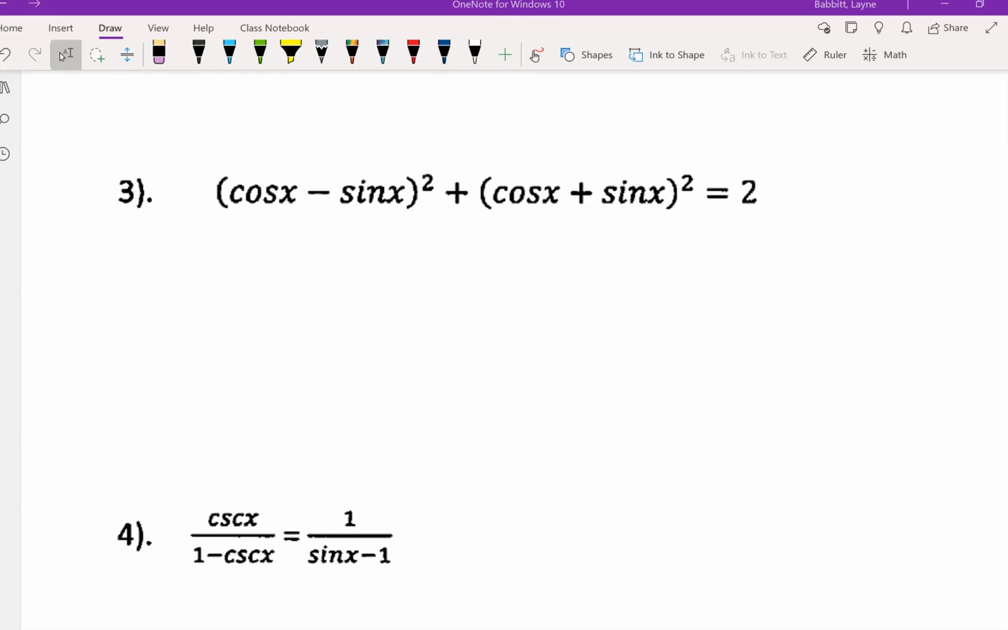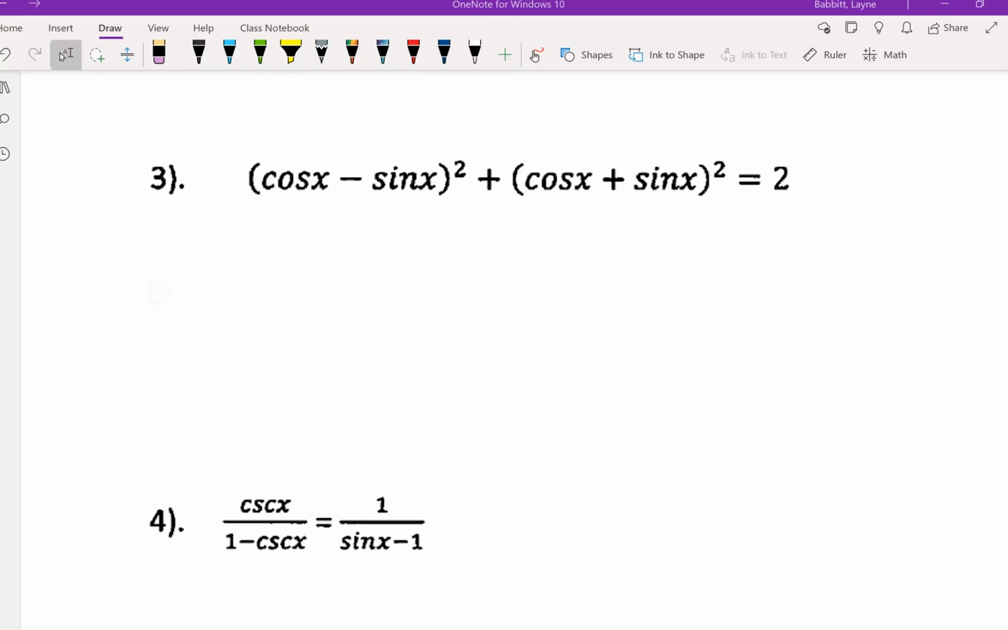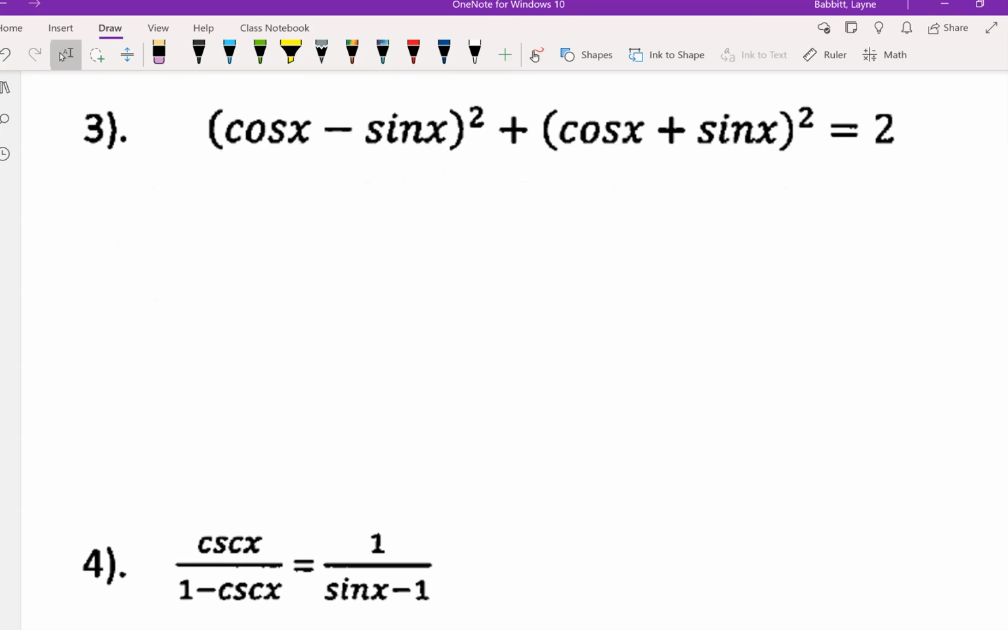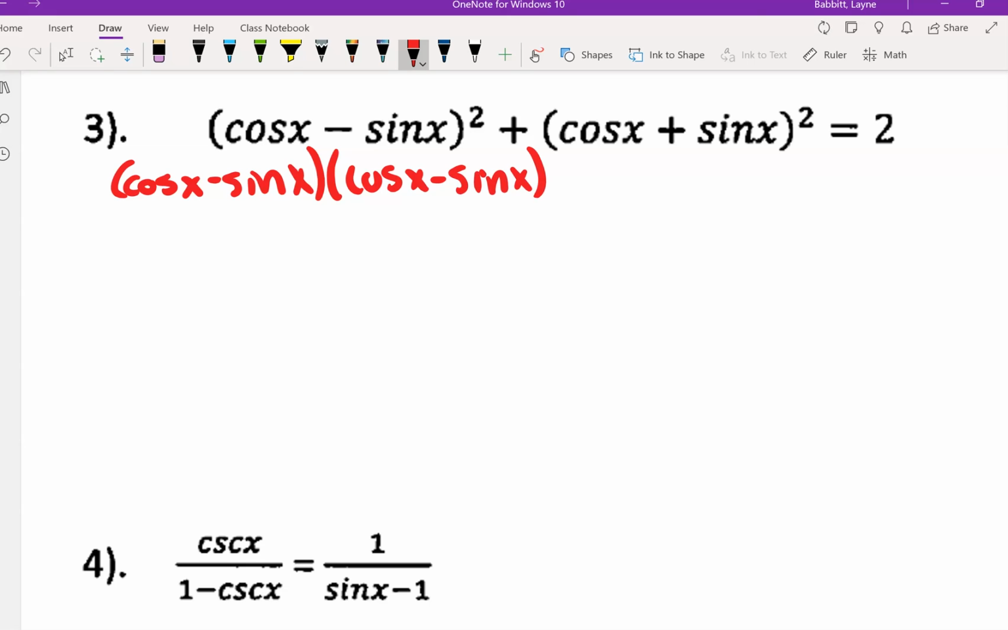Alright, so on this next one, I'm definitely going to simplify the left side and try to get it to equal 2. The only thing I can really think to do right now, because we're already in sine and cosine and there's nothing we can factor out, is simplify. So I'm going to multiply cosine x minus sine x times cosine x minus sine x, because that's what that squared means.